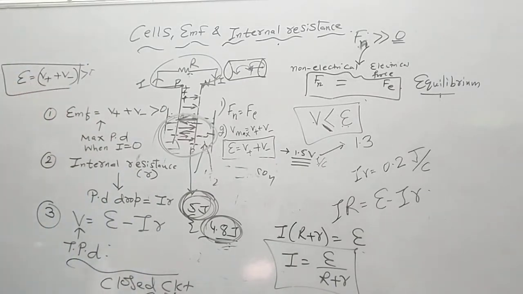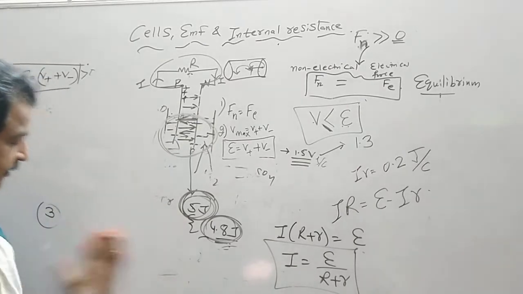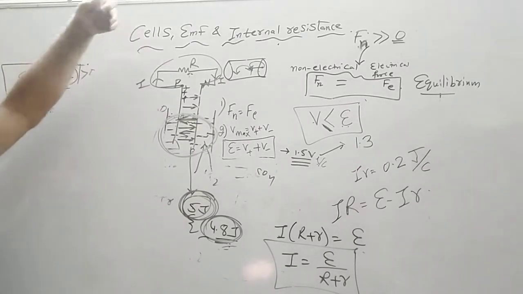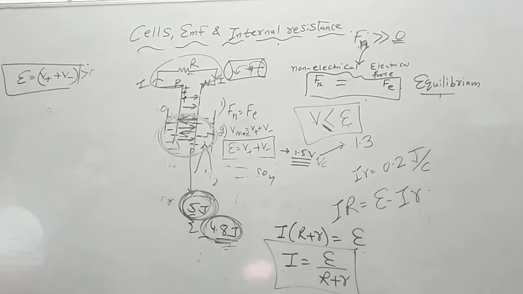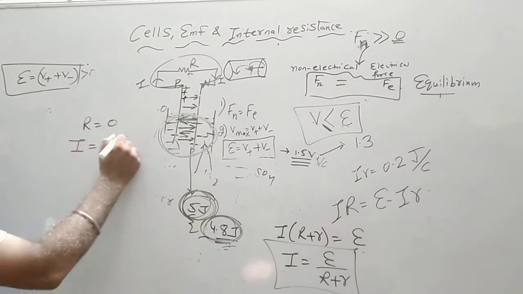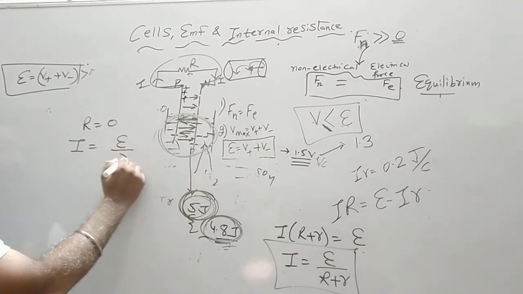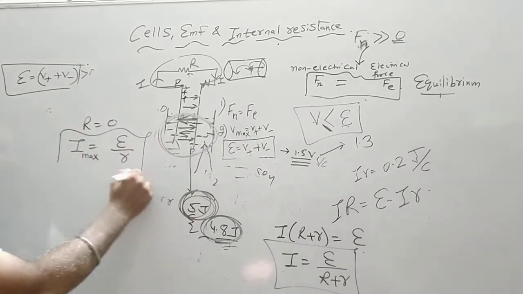Now if I assume that the external resistance is 0, that is, this resistance is not used there, there is no loss of energy. So R is 0. So at that time I is equal to E upon r. This is called the maximum current drawn from the cell.